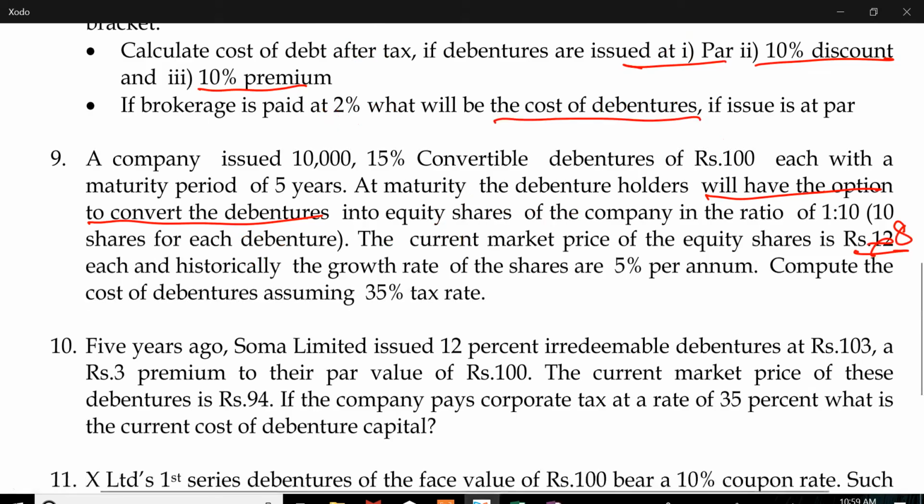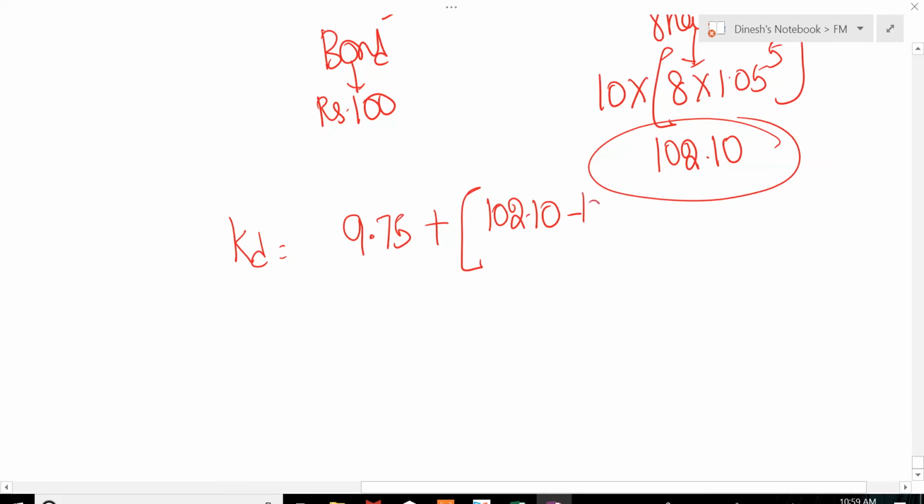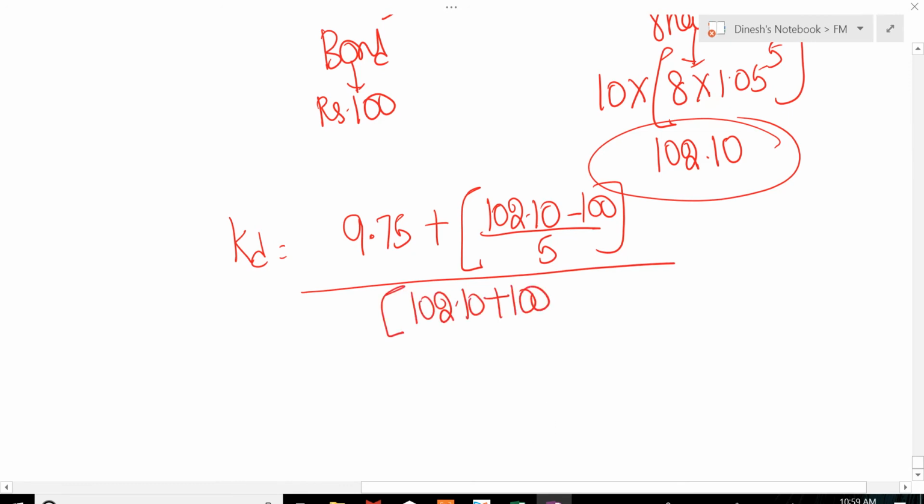What are the net proceeds? 100. How many years? 5 years.